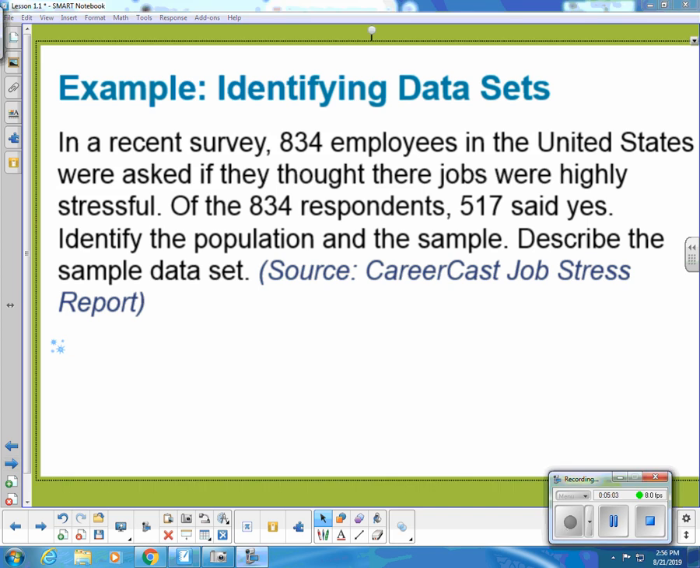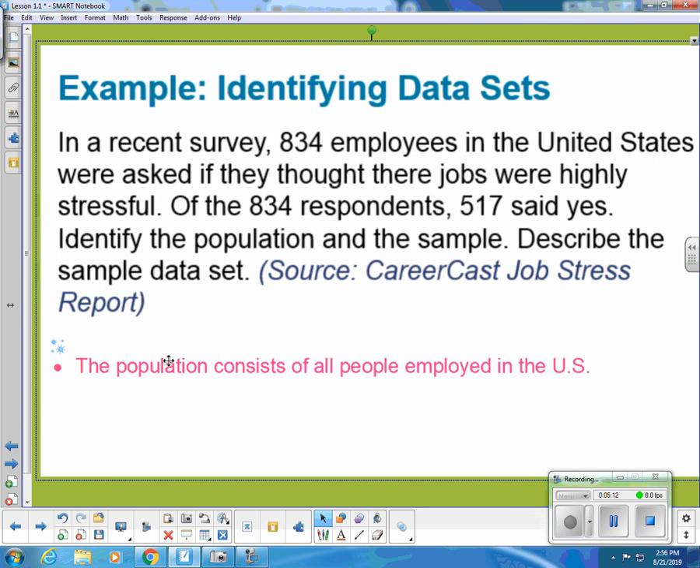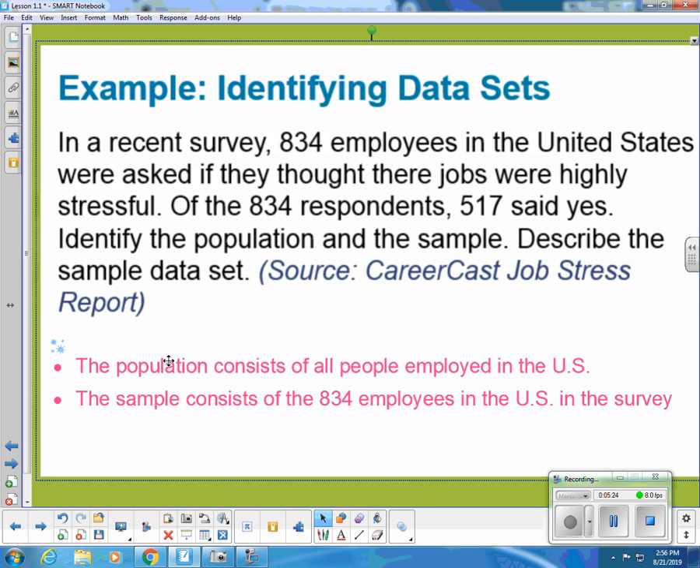So when we're looking at this, they're taking a survey of all of the employees in the United States. So the population is everybody who has a job, everyone who's employed in the United States. And they're asking them the question, are your jobs stressful? Well, we can't ask everybody, so we're going to pick 834 people to be in our sample. So it's got to be 834 employees.